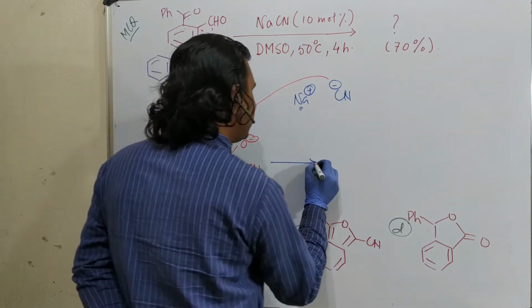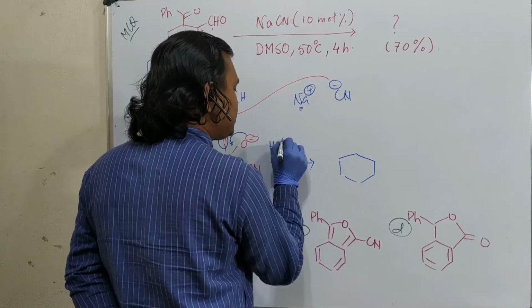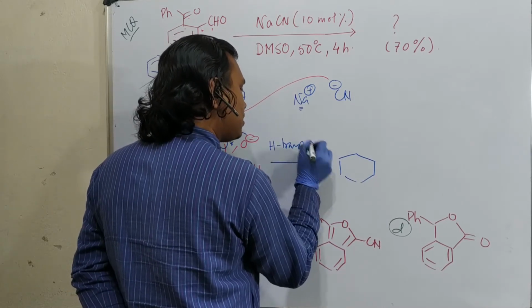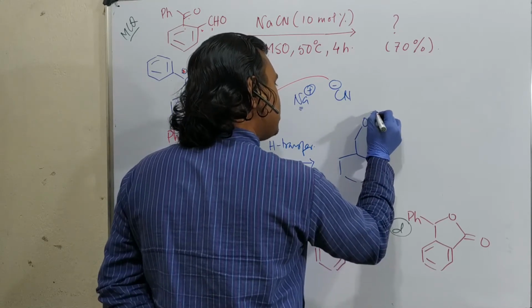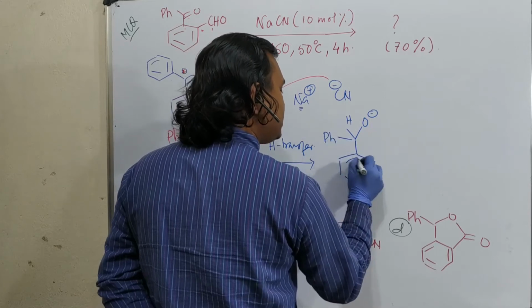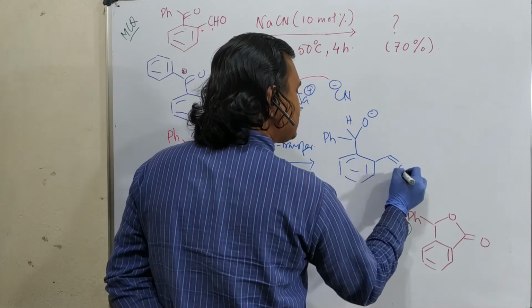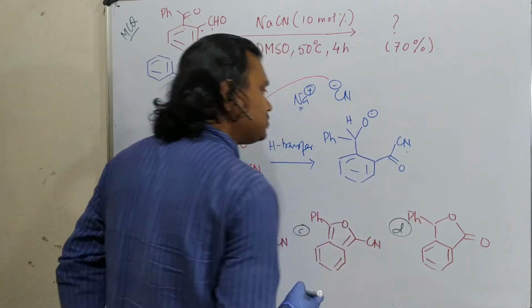So what will it result in? This is actually hydride transfer. So in this case, this will produce O minus. This is the hydride. This is the Ph, and in this case C double bond O is again produced, and this is CN. Now look at this molecule.